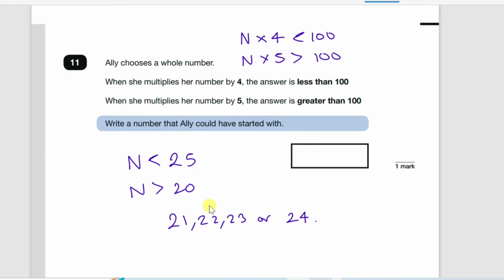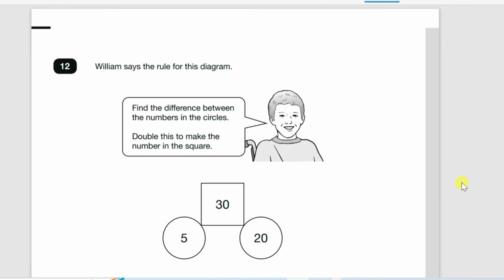In fact, with this question, guys, you have multiple answers, so it could be any one of these. So let's just pick one. I'm going to pick 21. That's it. That's a nice, easy way we could do this. Now, let's go to 12.